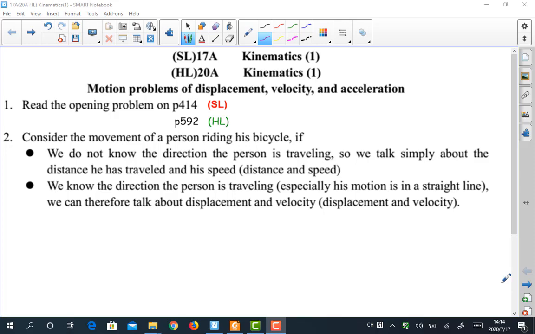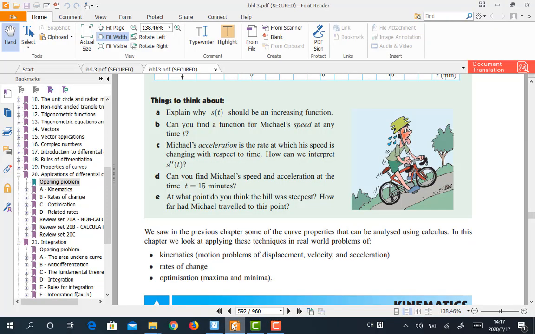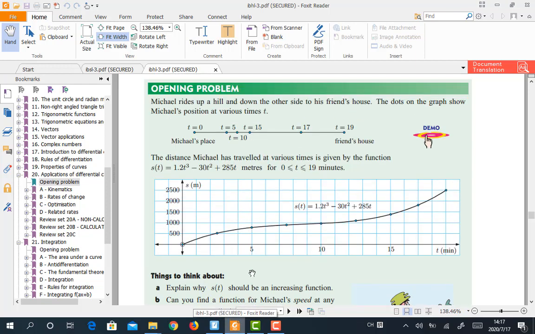We need to look at the motion problems of displacement, velocity, and acceleration. The first task you need to do in this lesson is to read the opening problem on page 414 for SL students. HL students, you can find the opening problem on page 592 in your textbook. So let's look at the SL students textbook. This is the opening problem.